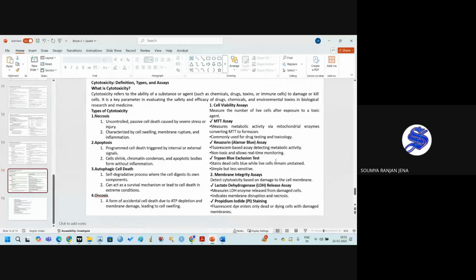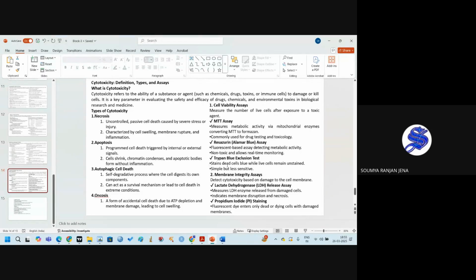Some assays detect metabolic activity, how many cells are metabolically active, and some are non-toxic and allow real-time monitoring because these are real-time fluorescence dyes and we will see the fluorescent signal, so we know real-time monitoring.